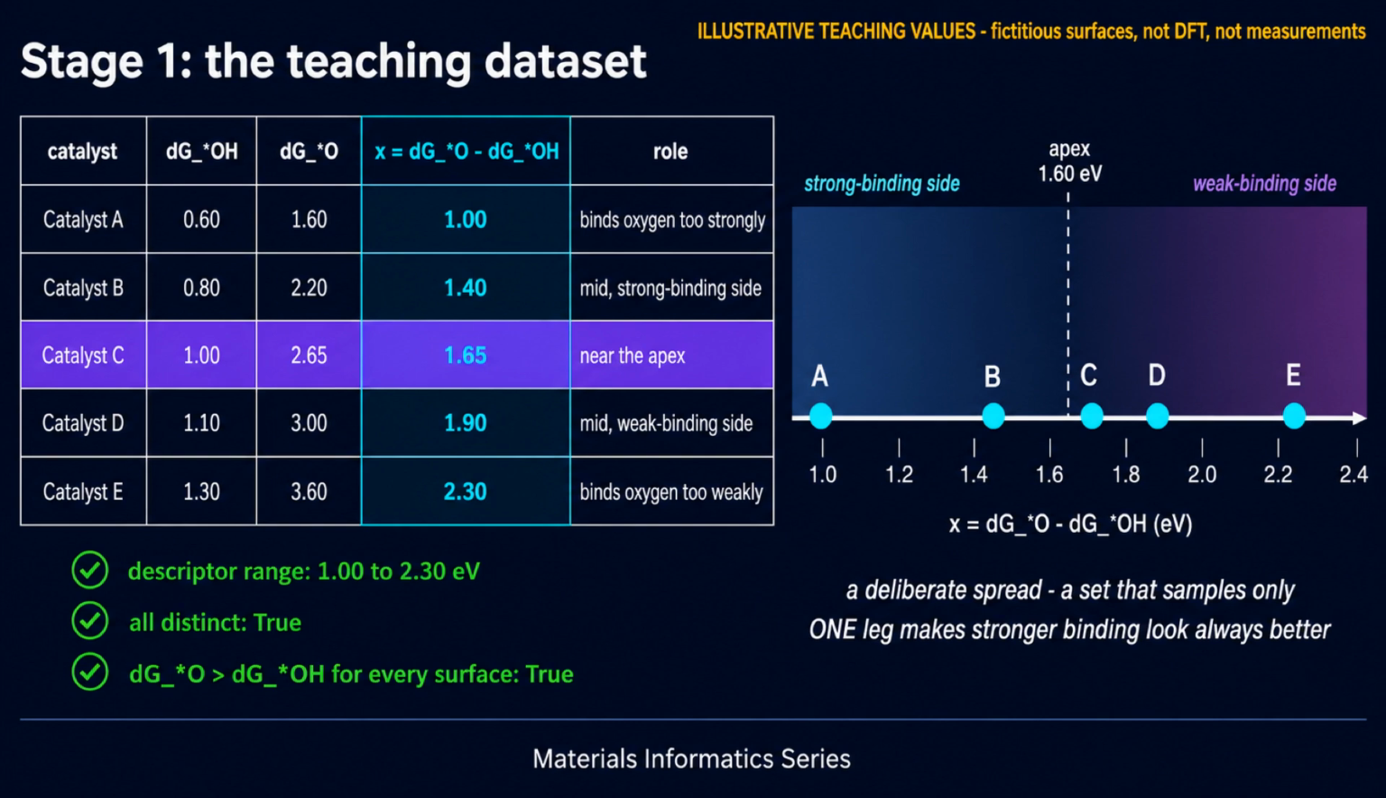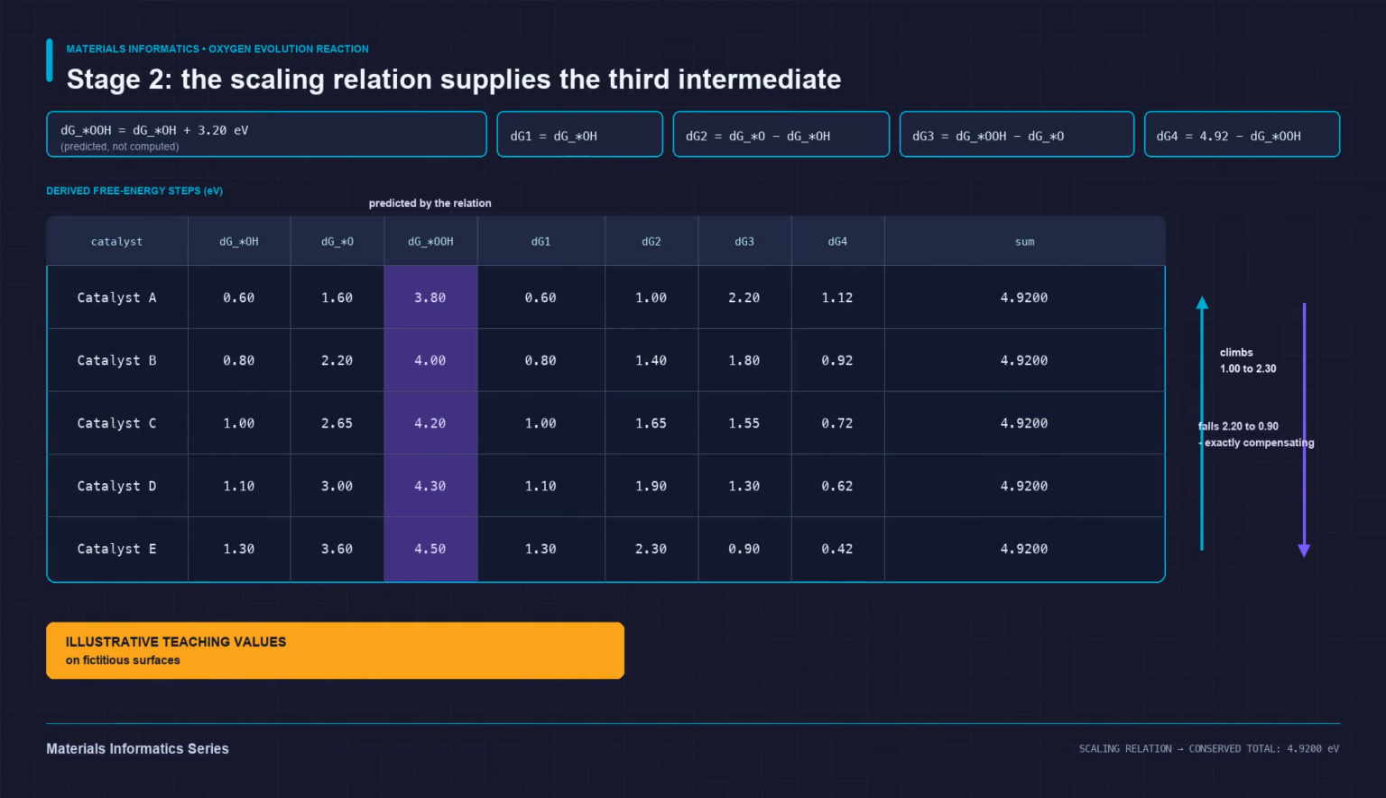2 cheap sanity lines catch typos. Now the scaling relation earns its keep. We know the OH and adsorbed oxygen energies. We do not know the OOH energy, so rather than compute it, we predict it by adding 3.20 electron volts. The 4 steps follow as differences of cumulative energies, and every catalyst sums to 4.92.